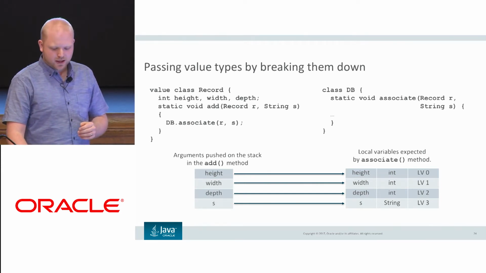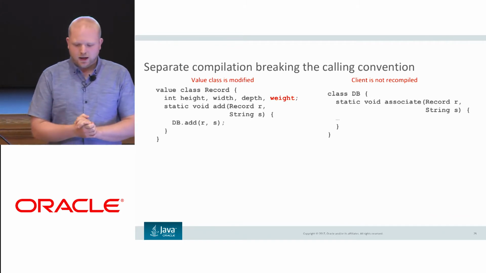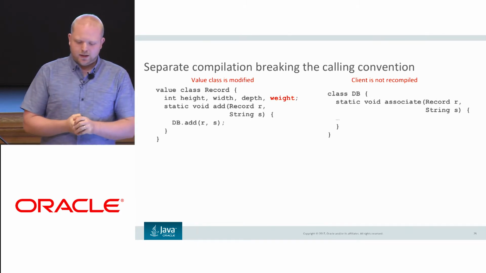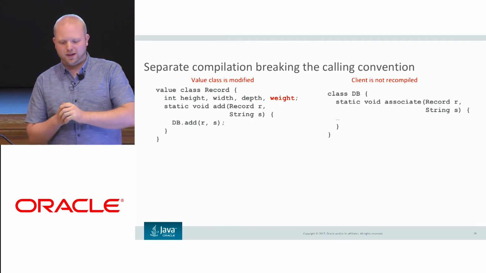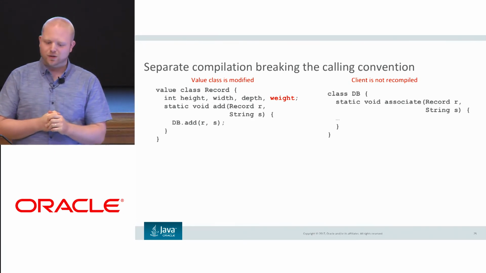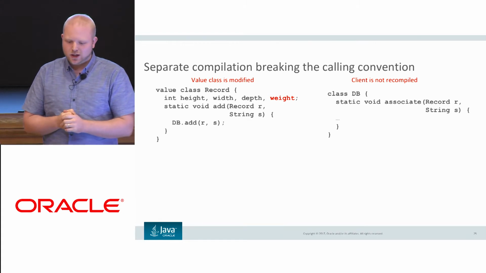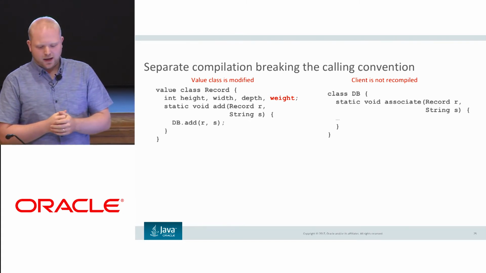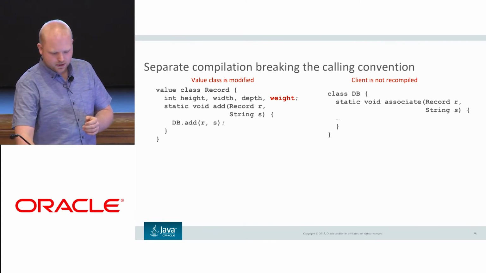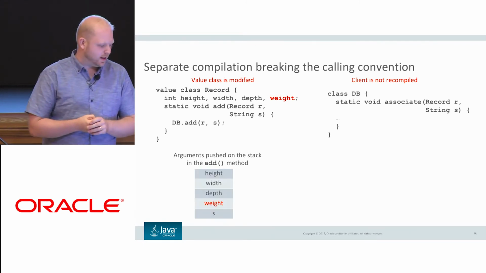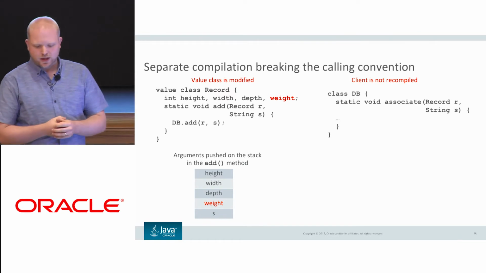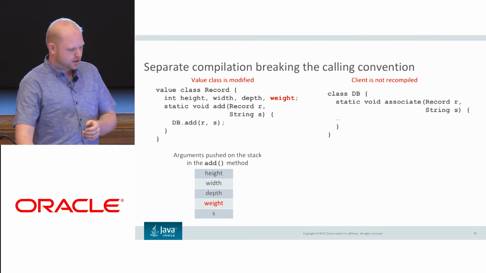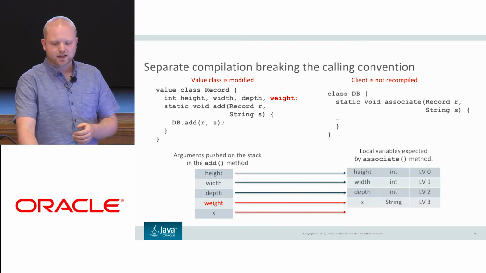Unfortunately, it's really easy to break. Because what if we recompile Record with a new field like weight? And obviously, I hope adding a field to a value class is a compatible change. So Record.add now will push 4 ints, so the extra weight, and then the string s at the end. But DB.associate still only expects the 3 because it wasn't recompiled.